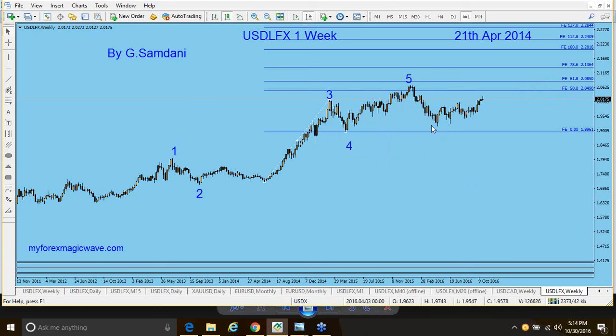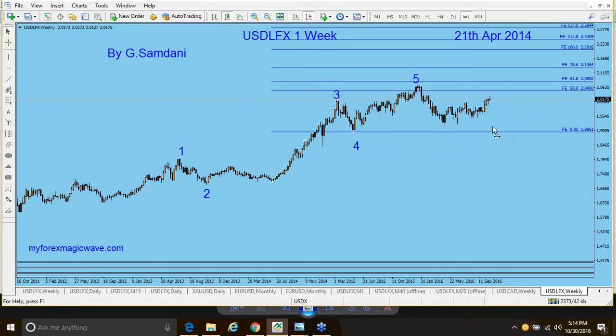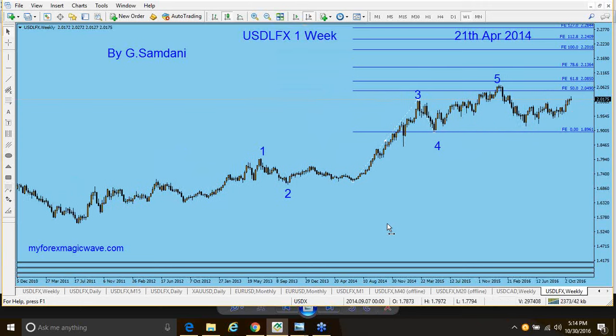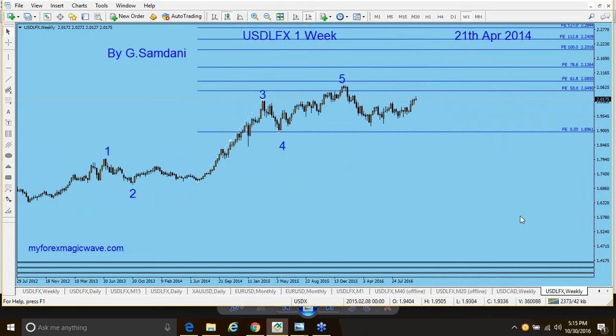And then from there, it drops, not quite in the territory of the last wave 4, but you can call it wave 1, and then this is wave 2 I'm calling, and then wave 3 could be a big wave like wave 1, 2, and then 3, and the 4, and the 5, and that will be completing wave 2 of this.